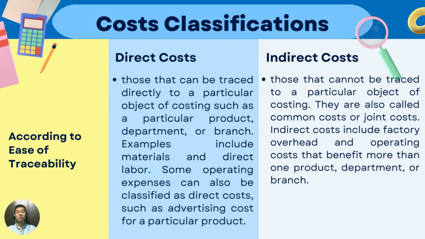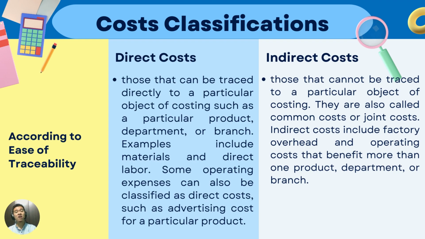Next, we also classify or categorize our costs according to ease of traceability. So we have what we call the direct and indirect costs. Direct costs are those that can be traced directly to a particular object, such as a particular product, department, or branch. For example, the direct materials and the direct labor. Some operating expenses can also be classified as direct costs, such as advertising cost for a particular product. So when we can identify it directly to a product, we call that a direct cost.